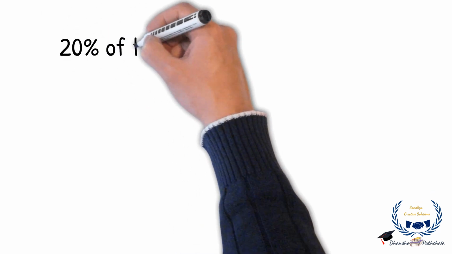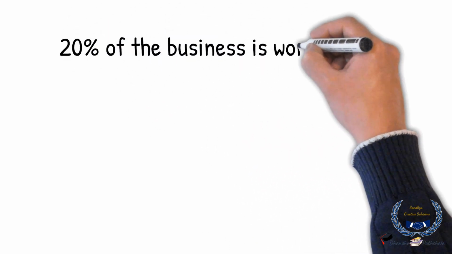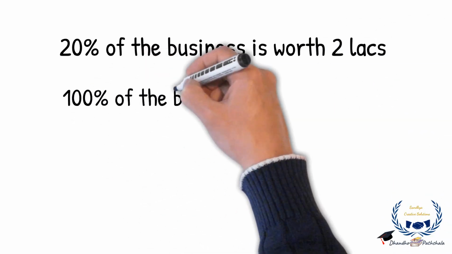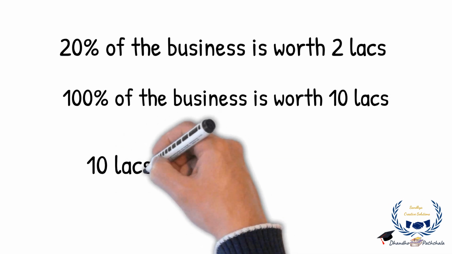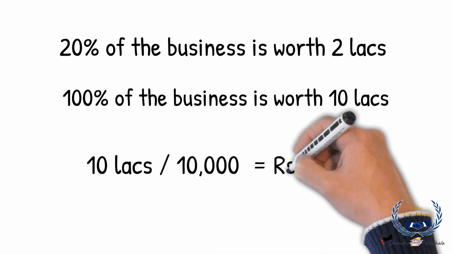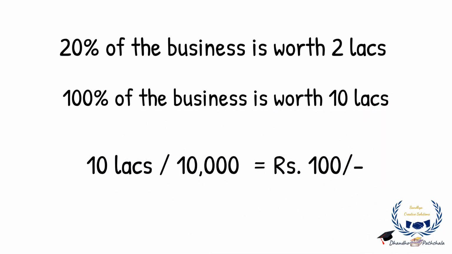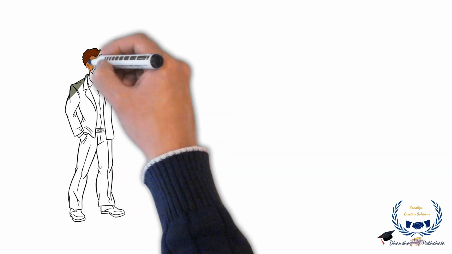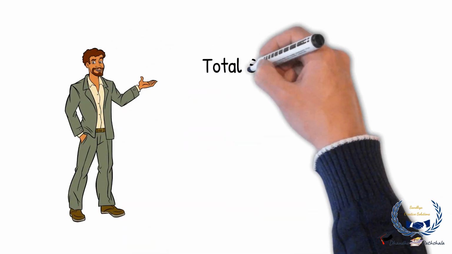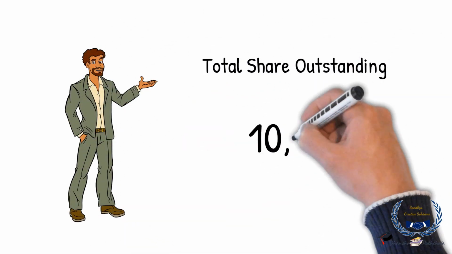Let's do some math here. 20% of the business is worth 2 lakhs, which means 100% of the business is worth 10 lakhs. If we break 10 lakhs into 10,000 pieces, each piece of the business will cost 100 rupees. So, here the total number of shares of the business, or, in other words, total share outstanding, is 10,000.